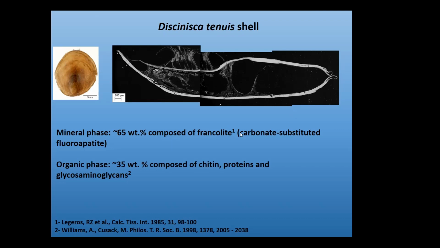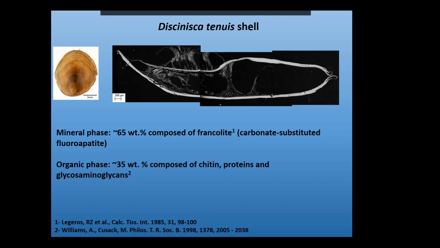It's fluorapatite, so it's fluorine-substituted hydroxyapatite, which is very similar to the bones in our bodies, which is hydroxyapatite, not fluorine-substituted, but it's still calcium phosphate. The proportion of mineral to organic is also similar to what we have. So we have about 65% mineral, 35% organic, in this case chitin, proteins, glycosaminoglycans. So similar mineral to vertebrates, similar proportion of organic and inorganic.